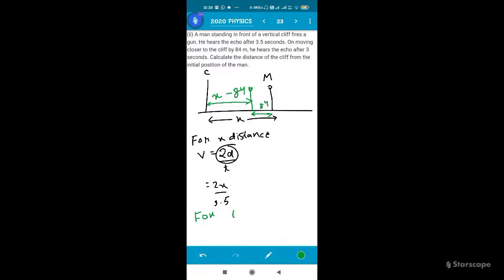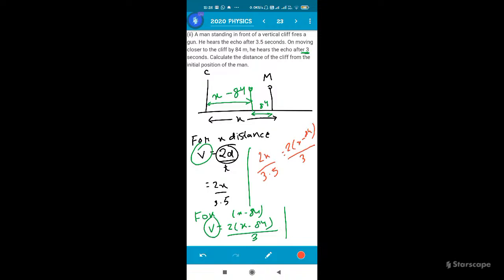So for x minus 84, your velocity will be 2 into x minus 84 by the time after which he hears the echo, which is 3. So in both the cases, we see that the velocity of sound is remaining same because the person is standing in the same medium, right? So we can equate these two equations. So it will be 2x by 3.5 is equal to 2 into x minus 84 by 3.